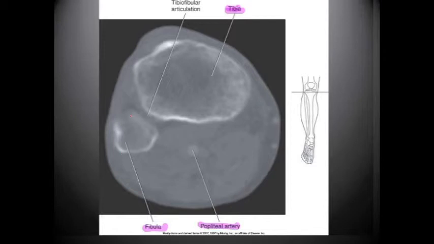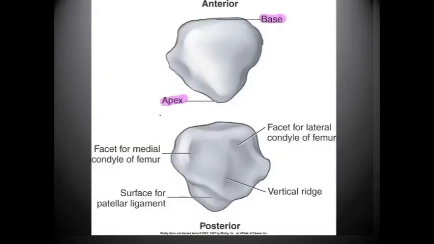Here we have the fibula and the tibia. Notice we also have the popliteal artery as it is going in the posterior portion. The popliteal surface of the tibia is highlighted by contrast. Looking at the patella, we have the base being the flat portion on the proximal portion, and the apex being the pointed distal portion.